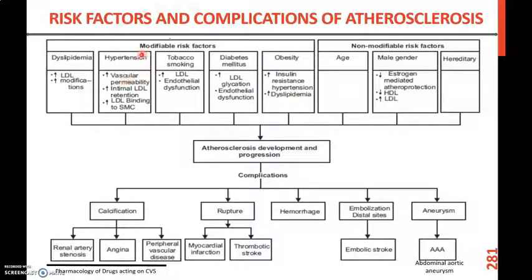And the second modifiable risk factor is hypertension. It will cause increased permeability as well as increased intimal low density lipoprotein retention, and increased low density lipoprotein binding to smooth muscle cells also. Another modifiable risk factor is tobacco smoking.